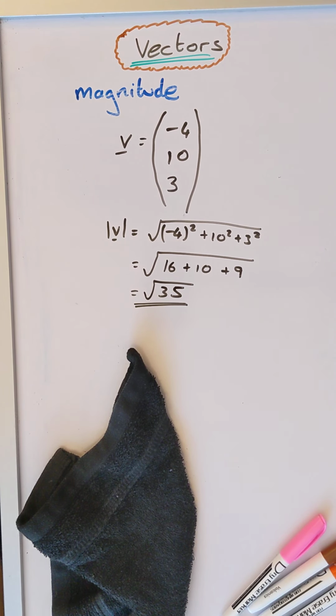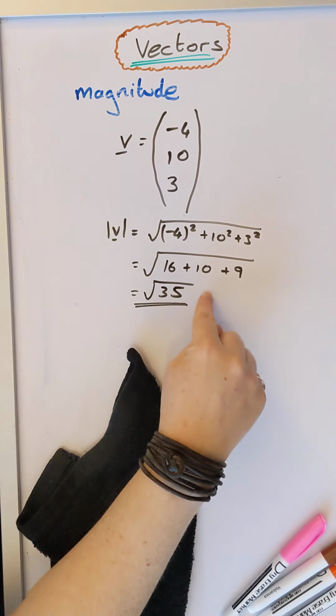And that is the magnitude of a vector. In class, I will show you an exam question that you can do either using Pythagoras Theorem twice or by using this fact.